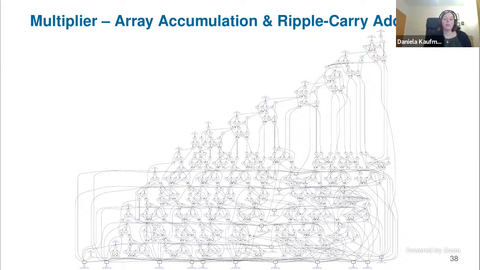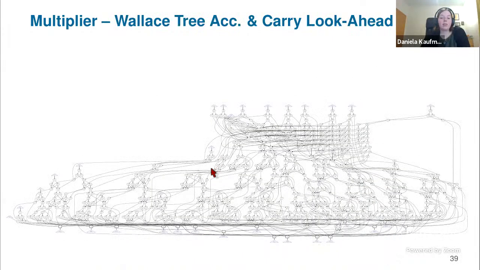So for example, this one here, where instead of an array accumulator, we now use a Wallace tree accumulator, which reduces the delay of the accumulation step. And then instead of a ripple carry adder on the output, we now have a carry look ahead adder on the top. And in the carry look ahead adder, instead of waiting for the carry to be rippled through, the carries are now computed at the same time as all the output bits.